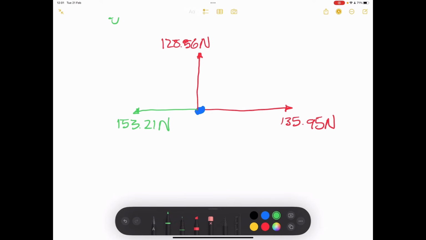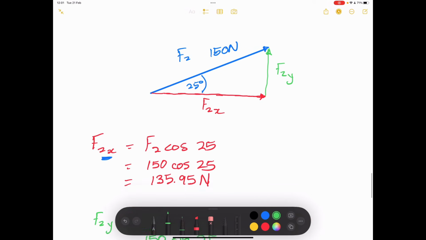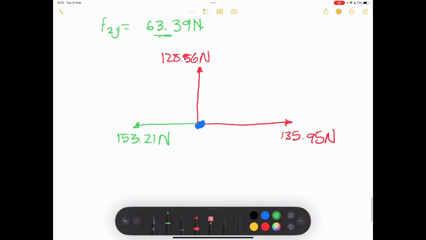And then we had another force, which we had indicated in green, which was the vertical dimension. It's 63.39 newtons, right? So that is what we have.